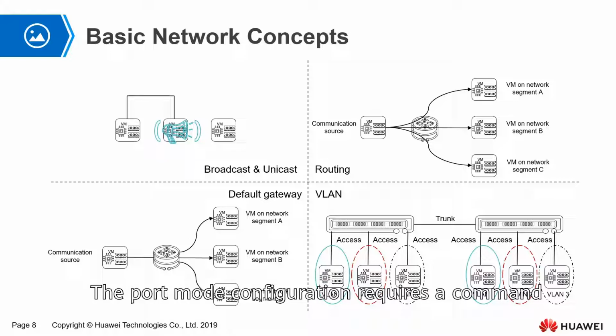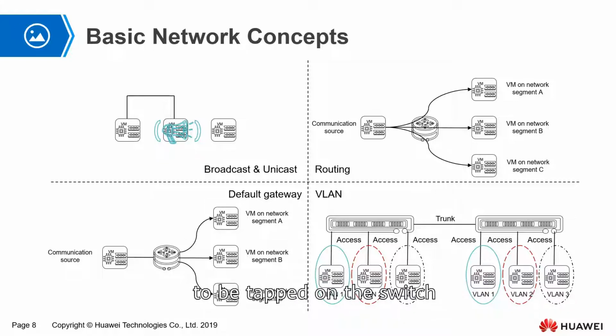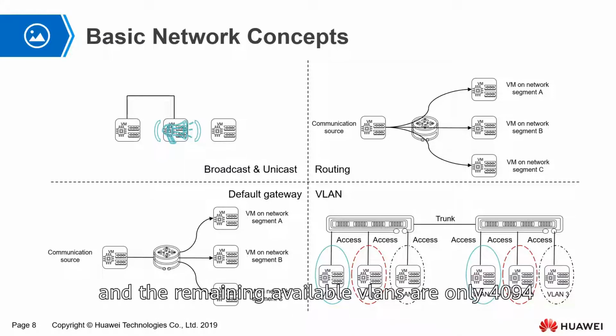The port mode configuration requires a command to be typed on the switch. The switch commands vary from vendor to vendor, but they are based on the same idea. That is, only 4096 VLANs can be created on each switch. Among them, VLAN 0 and VLAN 4095 cannot be used, and the remaining available VLANs are only 4094.